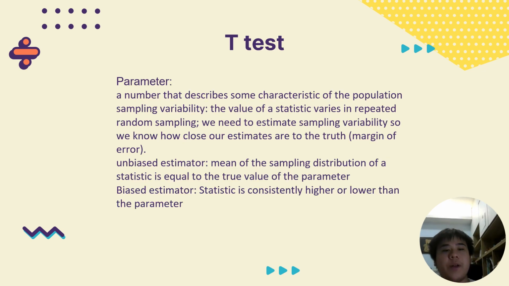For a t-test, the parameter is a number that describes some characteristic of the population. Sampling variability: the value of a statistic varies in repeated random sampling. We need to estimate sampling variability so we know how close our estimates are to the truth. You see margin of error. An unbiased estimator means that the sampling distribution of a statistic is centered at the true value of the parameter. For a biased estimator, a statistic is consistently higher or lower than the parameter.